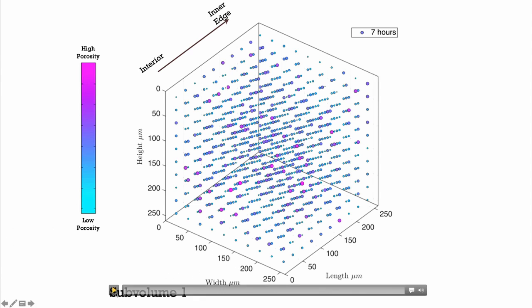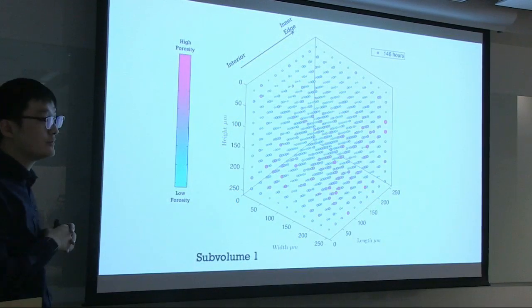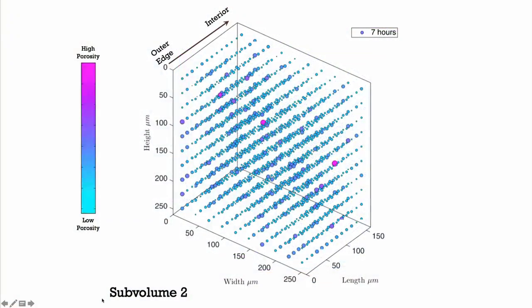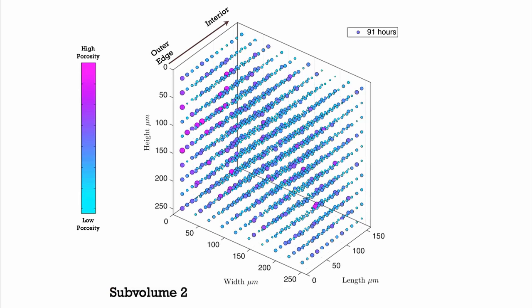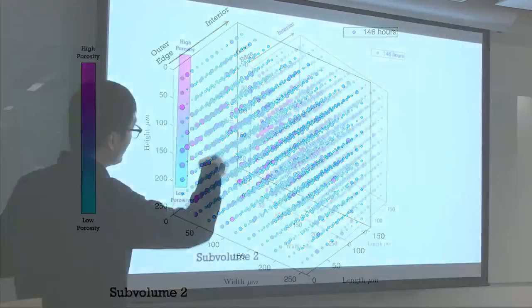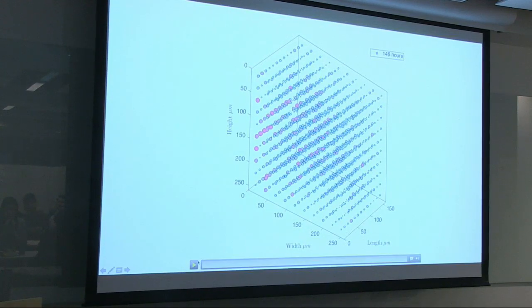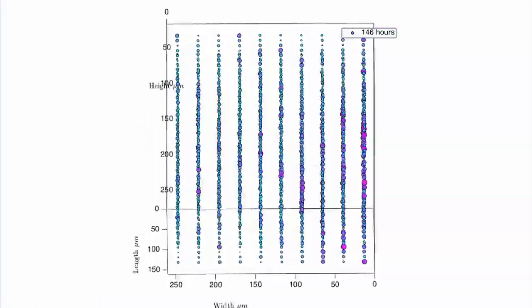And we see that at the beginning of this reaction, the porosity distribution is quite random. And then we start to see some accumulation of higher porosity around this corner, where the volume is close to the edge of the sample. And it's more clear in this subvolume, where again at the beginning it's quite homogeneous, and then we start to see a large accumulation of higher porosity around this corner, where it's close to the outer edge. And here's another rotating view, and we clearly see these high porosity accumulations.